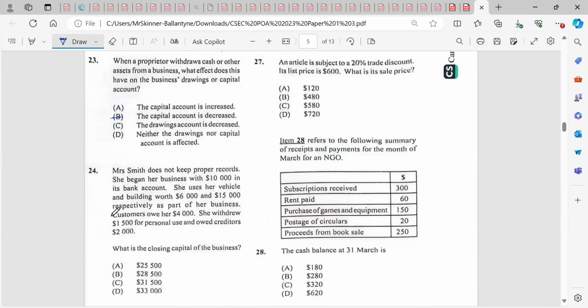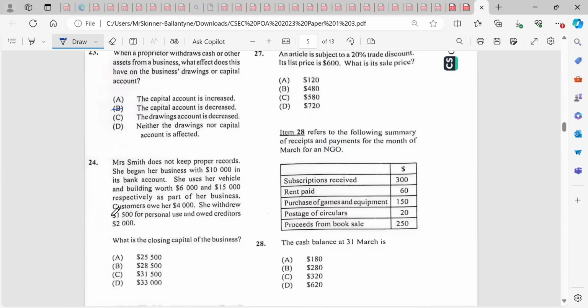Number 24. You get this question a lot. Somebody on YouTube was asking if the answer was B for this. No, it's C. You add up all the assets, the 10,000, the 6,000, the 15,000, and the 4,000 that customers owe her. That gives you 35,000. You minus the creditors, which will be the liability, 2,000. That leaves you with 33,000. And then, as we just said, you have to take away drawings from your capital. So that will leave you with 31,500.